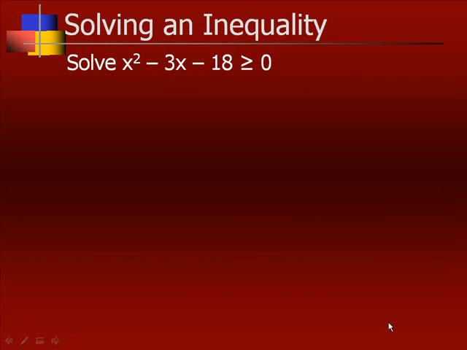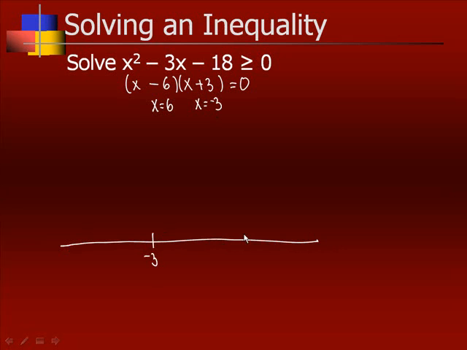Okay, let's do another one. X squared minus 3x minus 18. The first thing we're going to do is look at the equal to 0 case. So x and x, that would give us a negative 6 and a positive 3, and we want to find where those equal 0. So x is equal to 6 and x is equal to negative 3. So we're going to come down here on our number line, and we're going to mark negative 3, and we're going to mark 6. Okay, that determines our intervals.